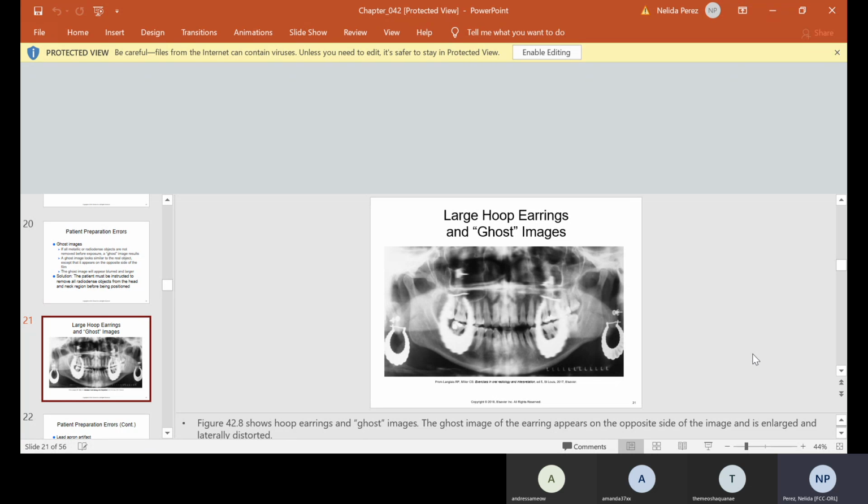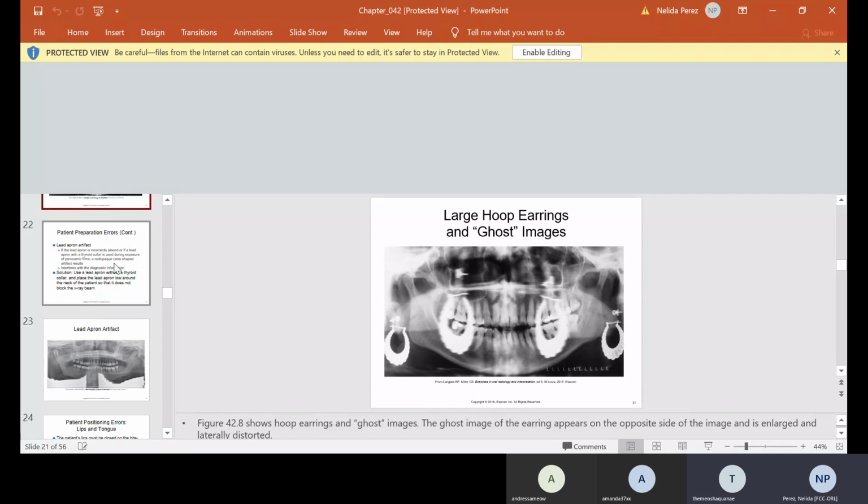So a ghost image appeared on the panoramic, and above the hoops, if you see my arrow here, is the ghost image of the studs. So not only did the hoops come out, but the studs came out too. So is this a good x-ray?